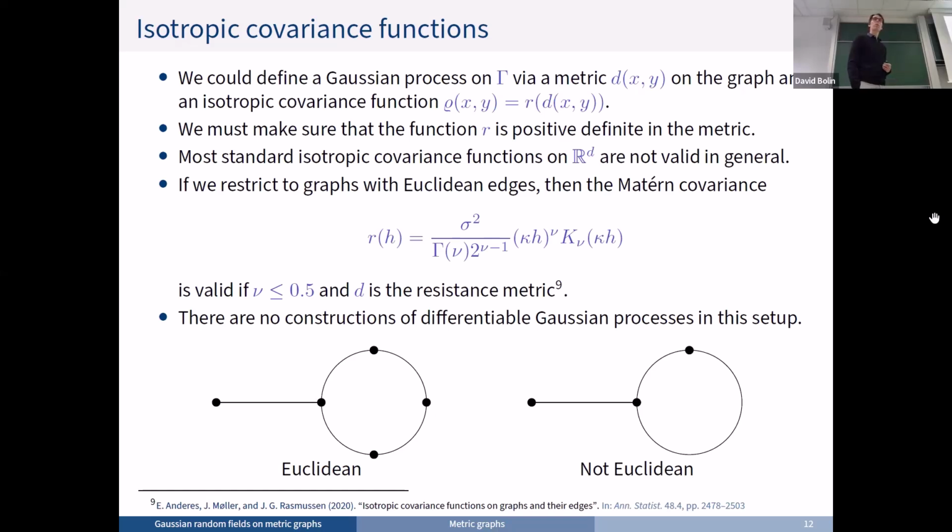Quick question. What goes wrong on the right-hand side? Well, one of the requirements for having Euclidean edges is that if two vertices are connected by two edges, these edges must have the same length. So here you see you have two edges of different lengths that connect them, and that doesn't satisfy this.